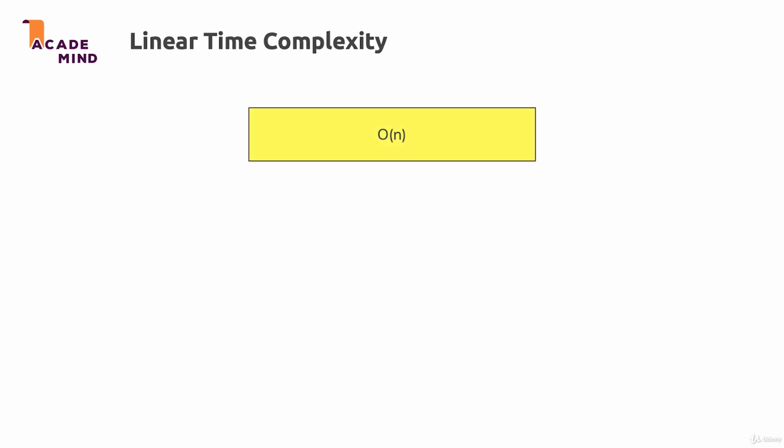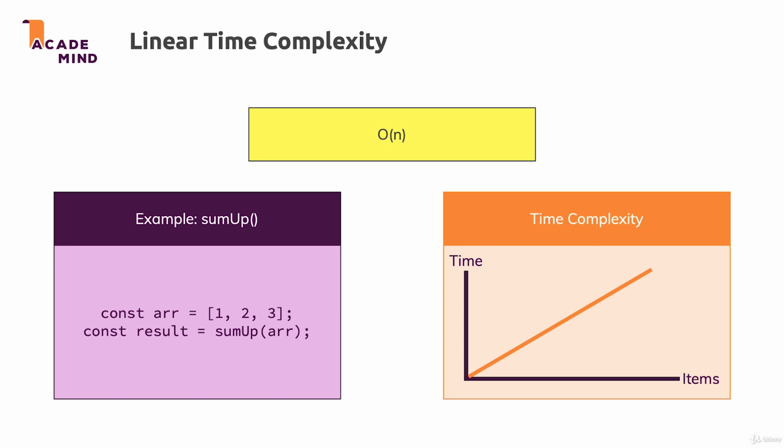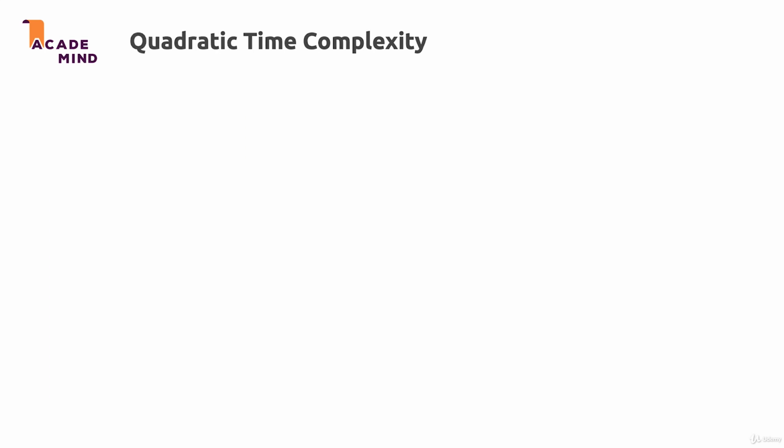Now we also learned about linear time complexity, expressed with O(n). For example, sum up, which we just created. This here will take a linear amount of time. The more items we feed in, the longer it takes, but it grows in a linear fashion. 1,000 items take 1,000 times longer than a single item.